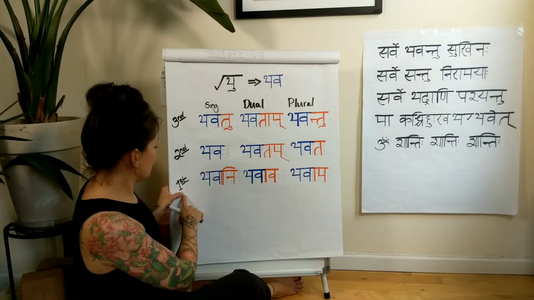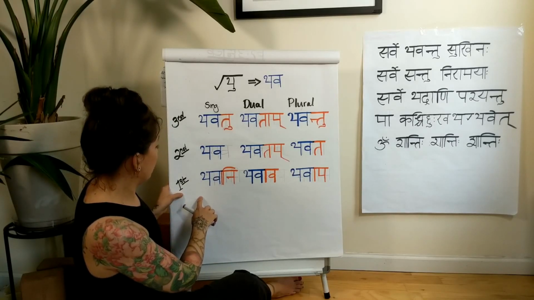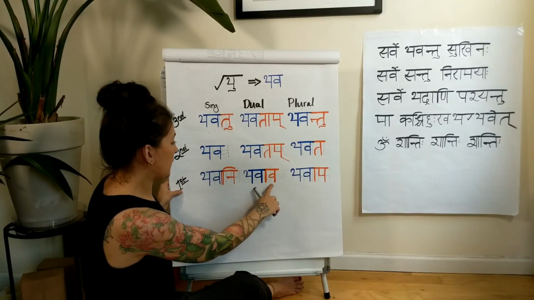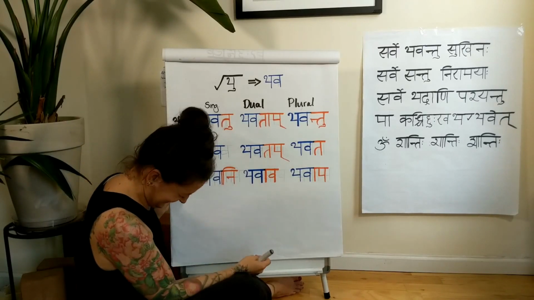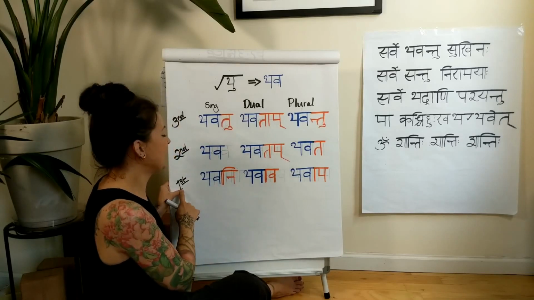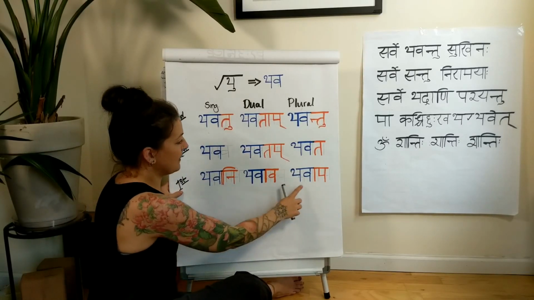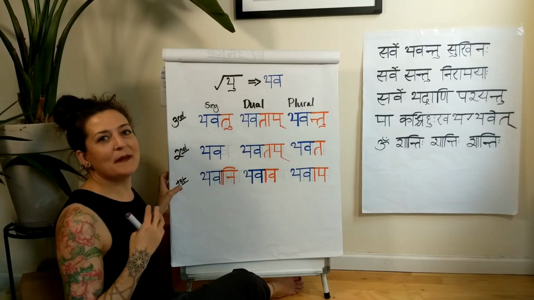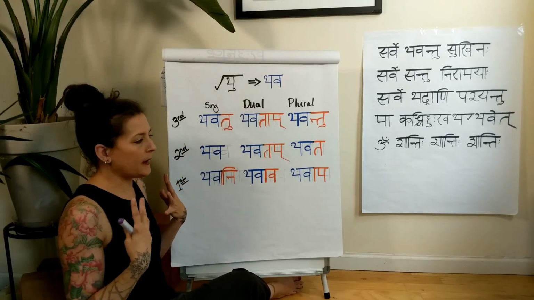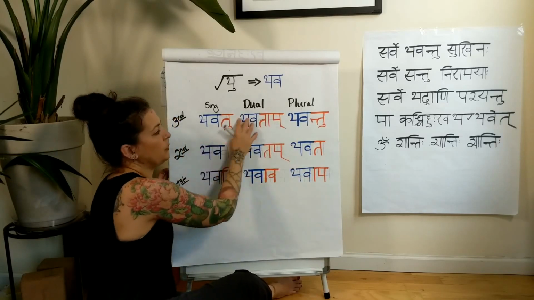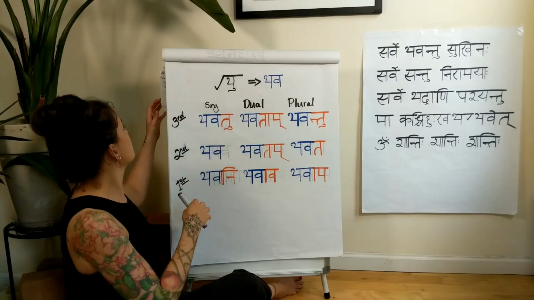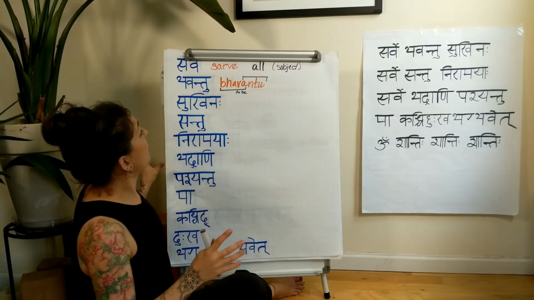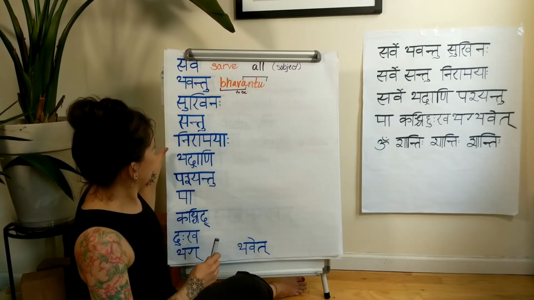Okay. And then first person, we have Bhavani. That's may I be. Bhavava, it's a tongue twister. Bhavava is may we both be. And then Bhavama, may we all be. Okay, so that's how we can then go back and understand the word Bhavantu as being may everyone, everywhere, may they all be whatever they're going to be.